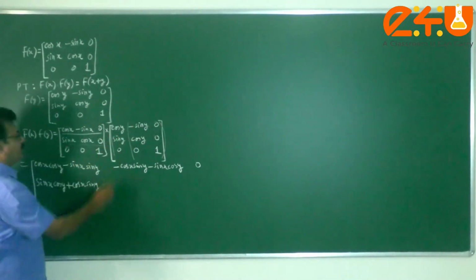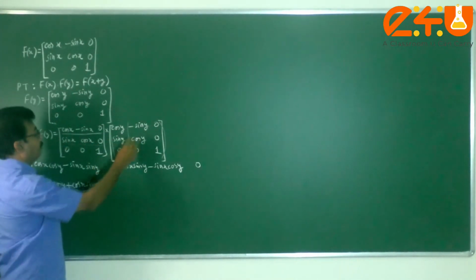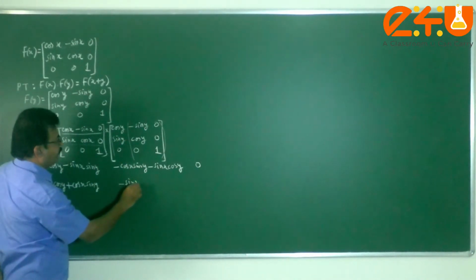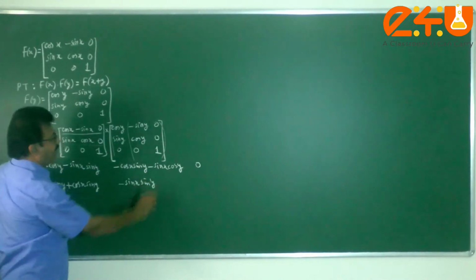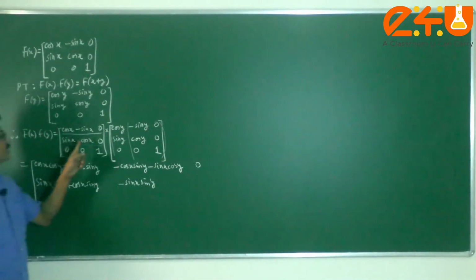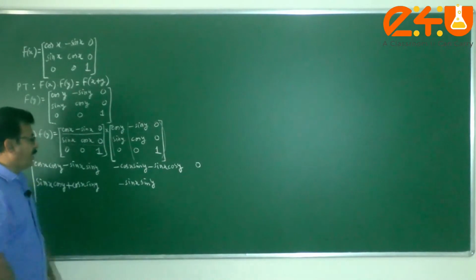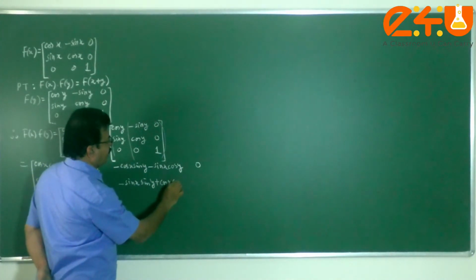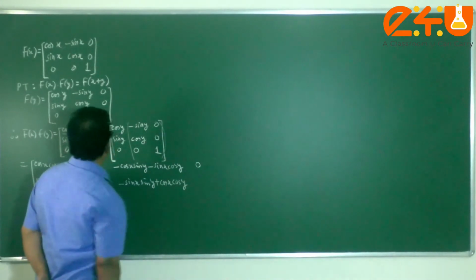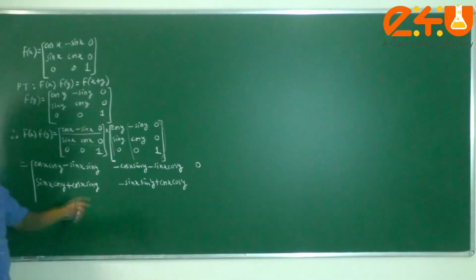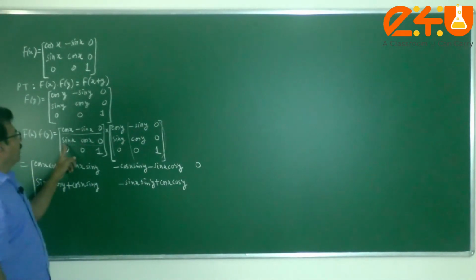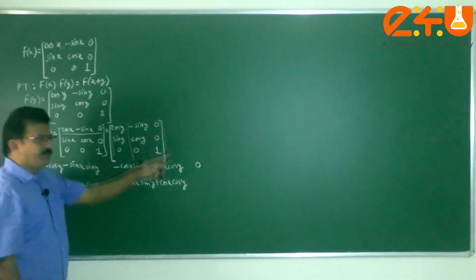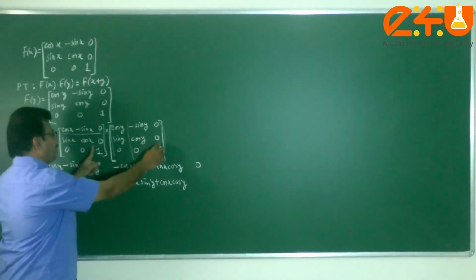Moving on to column 2, sin x is matching with the minus sin y. So minus of sin x and sin y. Next is cos x paired with cos y. So it is positive cos x cos y, followed by 0 with 0. Second row, third column: 0, again 0, again 0.